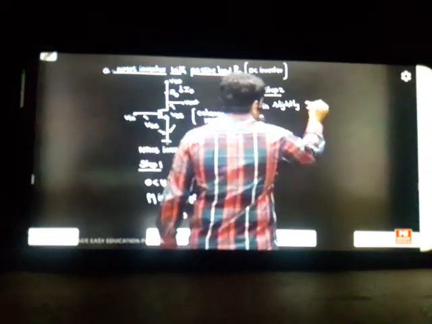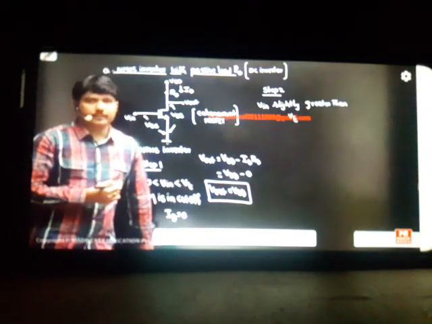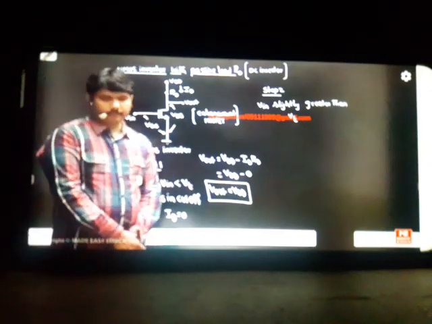So the next point here is, suppose you apply your input VIN slightly greater than VT. This is the condition I kept. Your input is slightly greater than the threshold voltage. What will happen is the MOSFET will create the inversion layer. Okay, the inversion layer will be created.